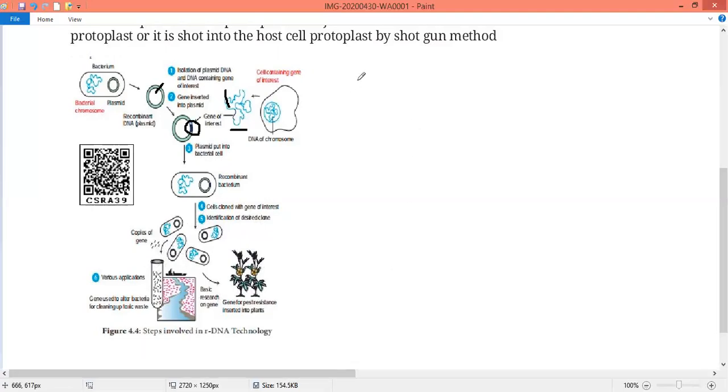So the major steps involved in this process: the first step is isolation of the genome. The second step is isolation of the genome from the bacteria as well as the host cells. The next step is construction of rDNA. After construction of rDNA, comes insertion of this recombinant DNA into the host cell. After insertion of the rDNA into the host cell, manipulation or multiplication takes place.